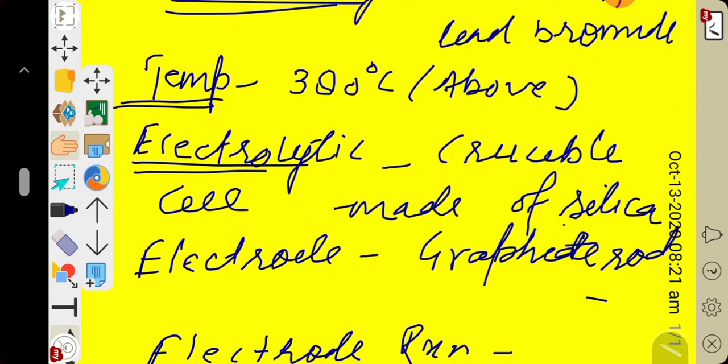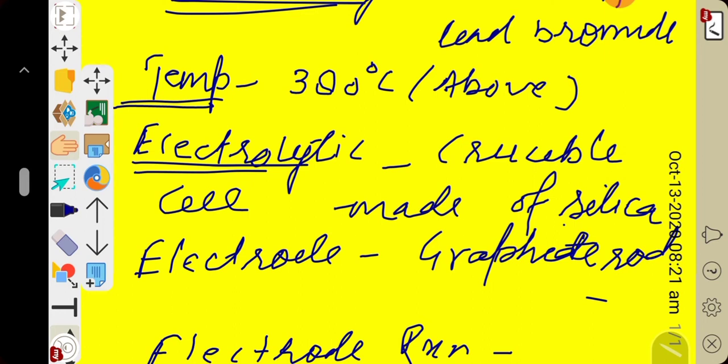Electrolytic cell. Here we have used a crucible made of silica. Sometimes a question is asked: why is a crucible made of silica used as an electrolytic cell in the electrolysis of molten lead bromide? Give reason. So what will be your answer?